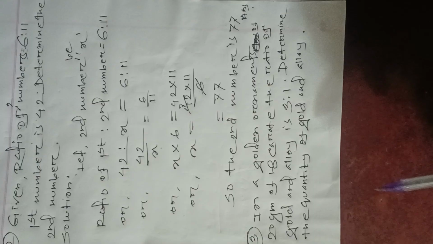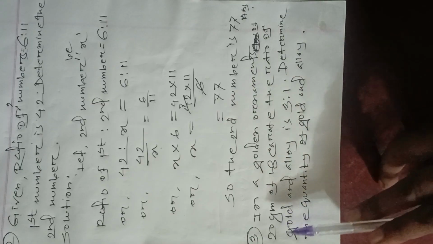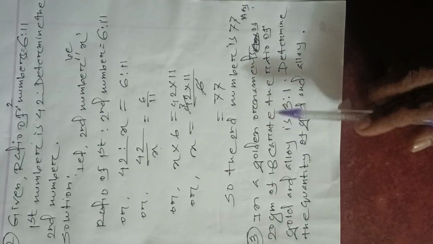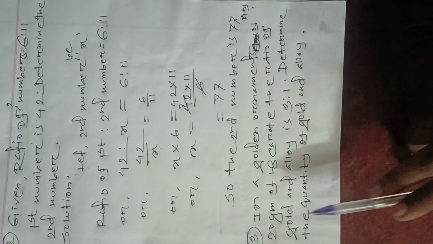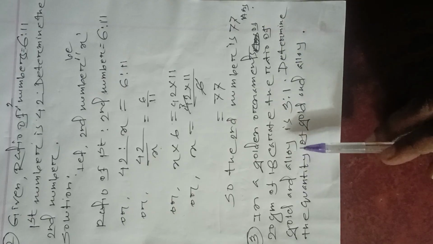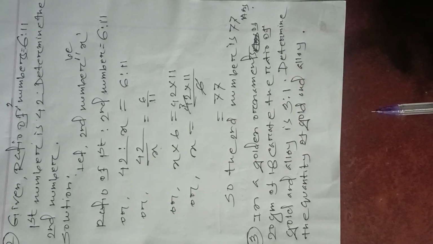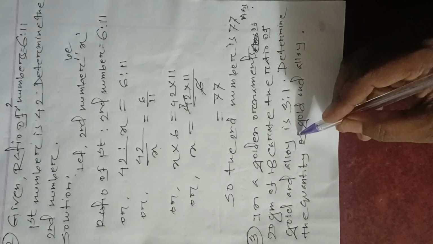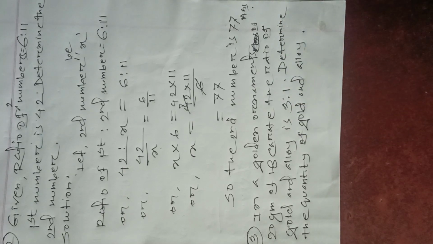Dear students, this is our another problem. Number 3. In a golden ornament of 20 gram of 18 carat, the ratio of gold and alloy is 3:1. Determine the quantity of gold and alloy.